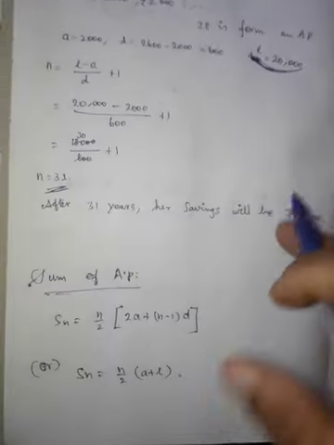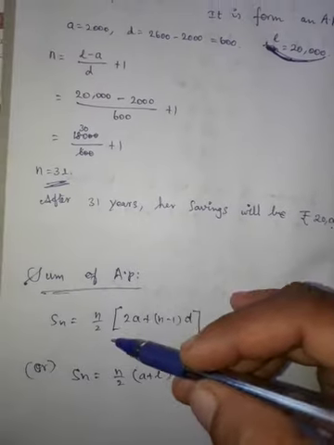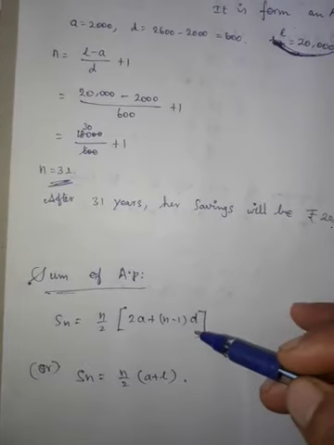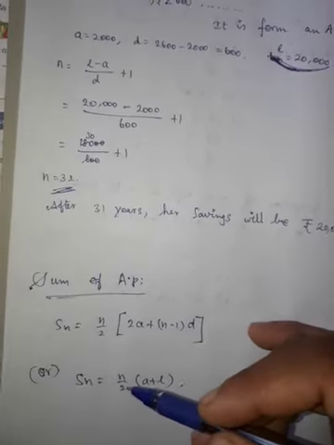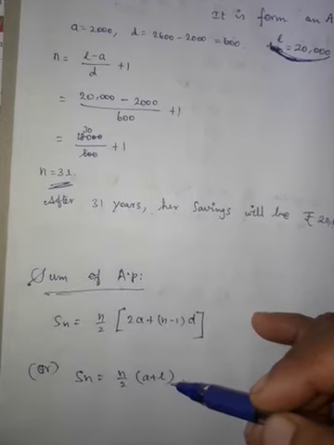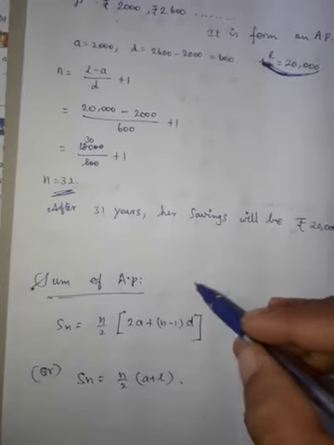So the next chapter, sum of AP. Sn equal to n by 2 into (2a plus (n minus 1) into d), or Sn equal to n by 2 into (a plus L). Okay, so this is the sum of AP formula. So next exercise.